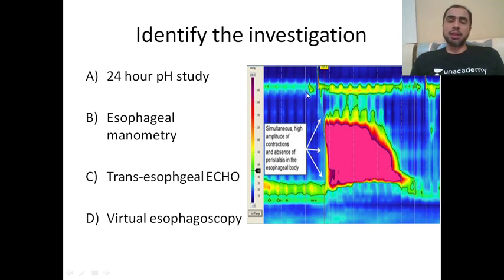This is the point where the person was made to drink something. So there is a swallow, and the pressure readings are taken in the esophagus and the stomach. Now this implies high pressure in a certain area. Alright, they will not ask you to identify the disease, they will just ask you to identify the investigation.